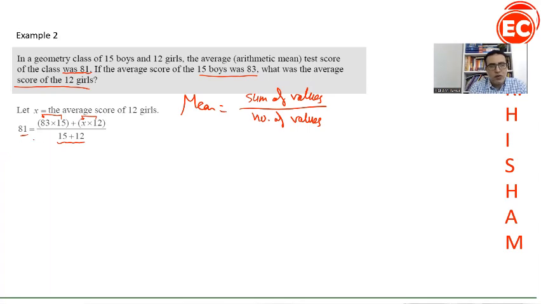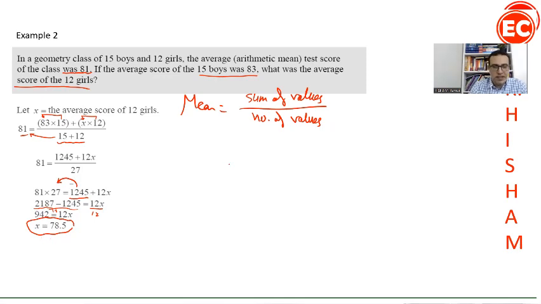Now, I need to rewrite this equation and solve it. First, I'm going to start by multiplying 27 by 81. Sorry, 15 times 83 is 1,245. And 81 times 27 is 2,187. Move this to the other side by negative, and then divide both by 12. I will figure out that the average of the girls is 78.